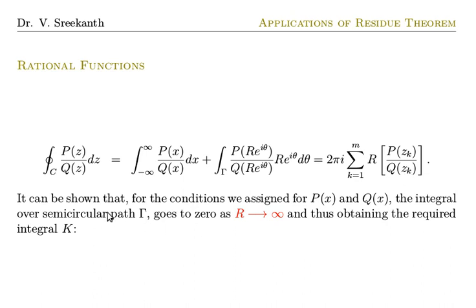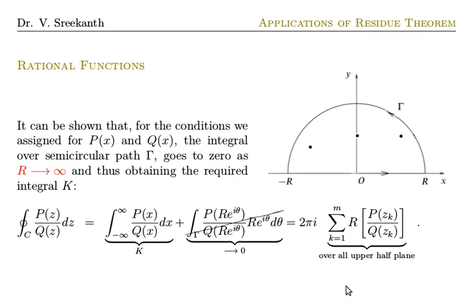Now it can be shown that for the conditions we assigned for p and q, that they have to be polynomials, and you know that there is a degree difference of 2 between q and p, the integrand over the semicircular path will go to 0 as r goes to infinity. This can be shown, we will show that. And thus, if that is the case, essentially we got the integral that we were looking for.